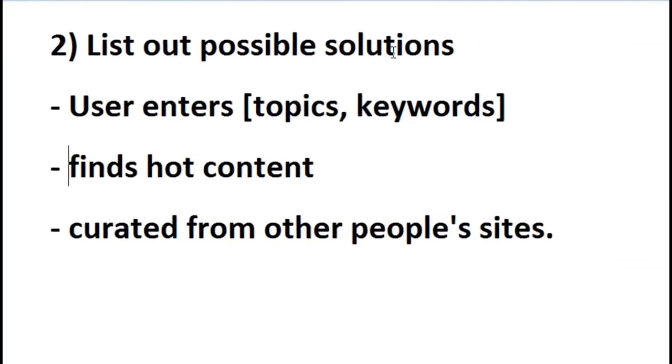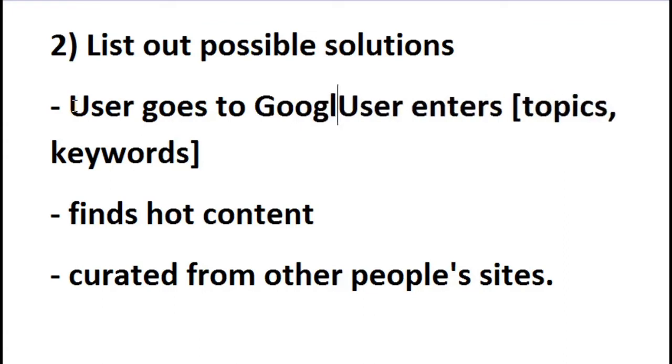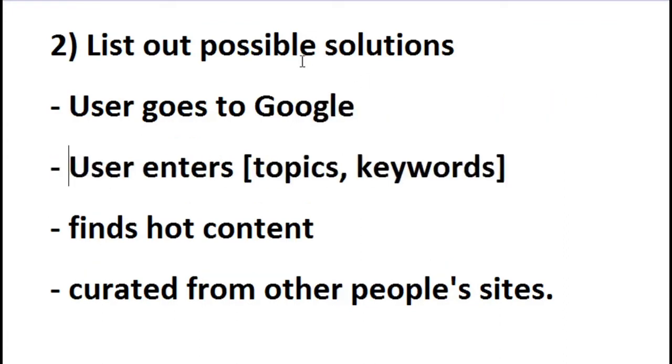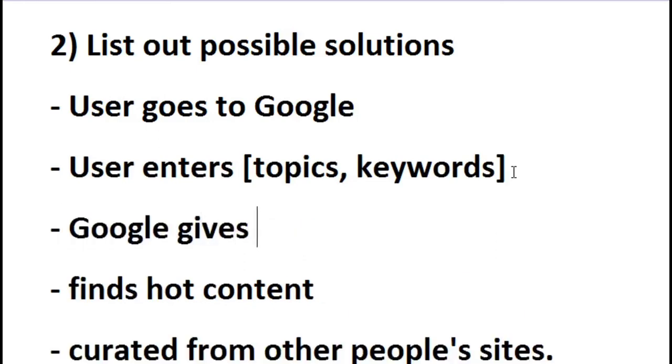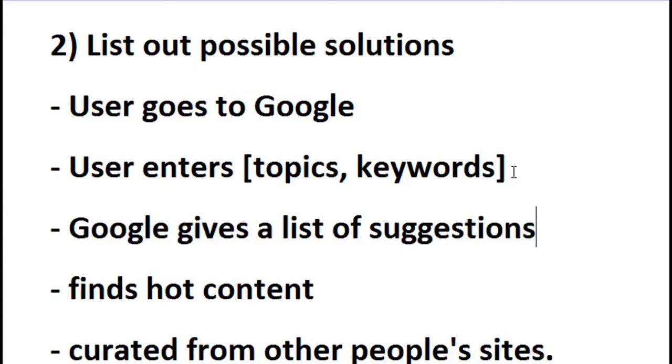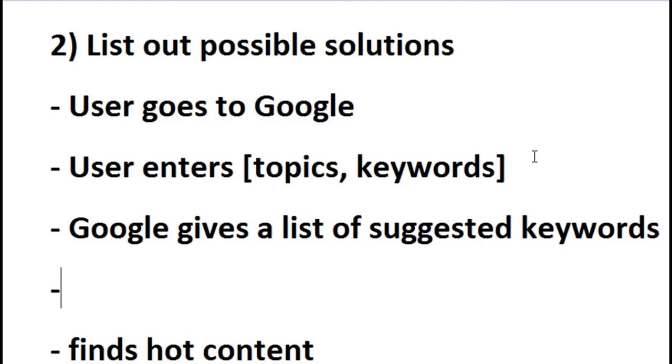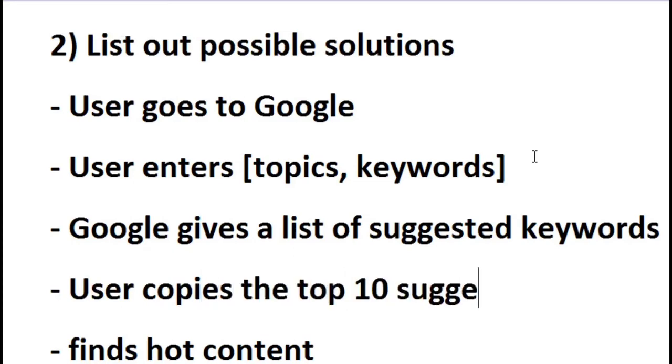So let me write that down here. Okay, so user enters topics and keywords. Let's say user goes to Google. And I'm going to rewrite this in a minute, but let's just make it simple. User goes to Google. User enters topics and keywords. Google gives a list of suggested keywords. And the normal process is that the user copies the top 10 suggested keywords.